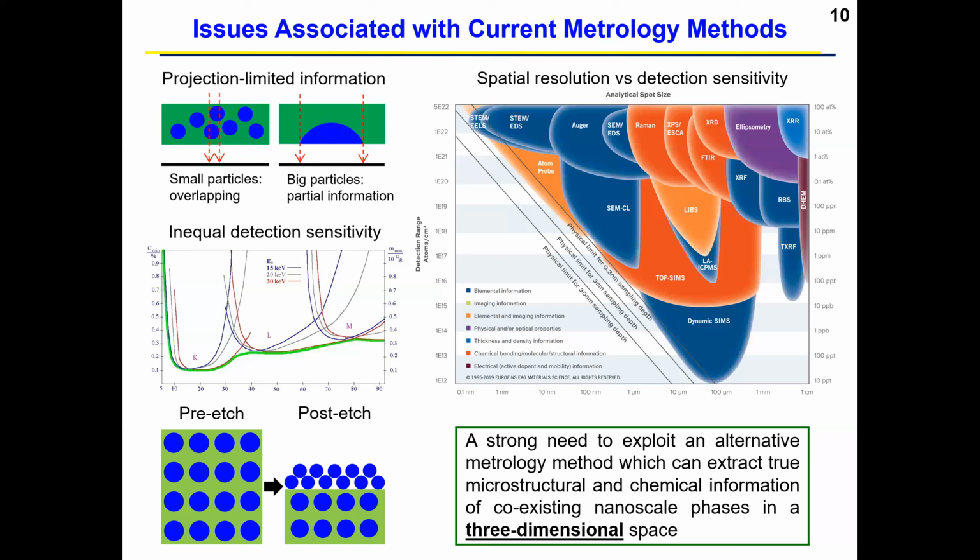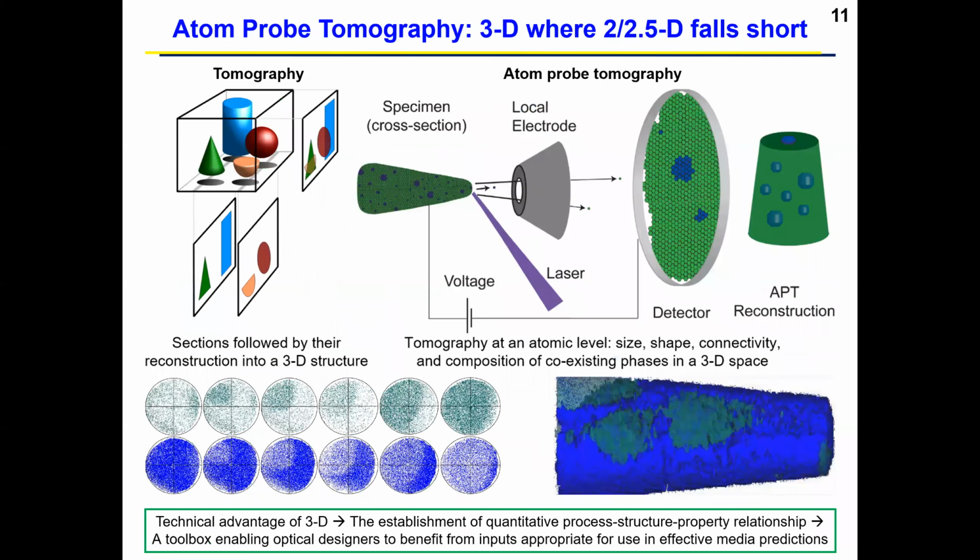In the case of solution process, where one of the multi-phase is left behind after chemical etching, the size of the remaining particle is not only changed, but also their interparticle spacing would be changed due to the absence of the surrounding phases. So these issues really tell us we need an alternative metrology method which provides good detection sensitivity, good spatial resolution, and most importantly, all of these in 3D space.